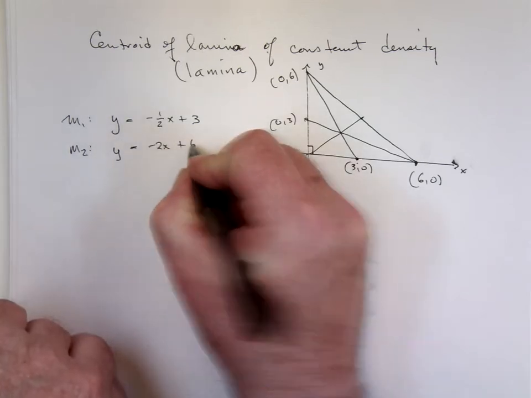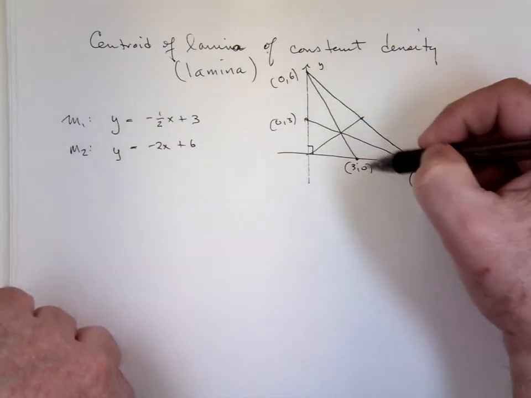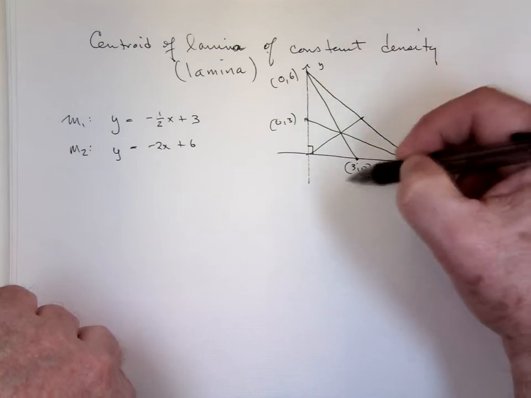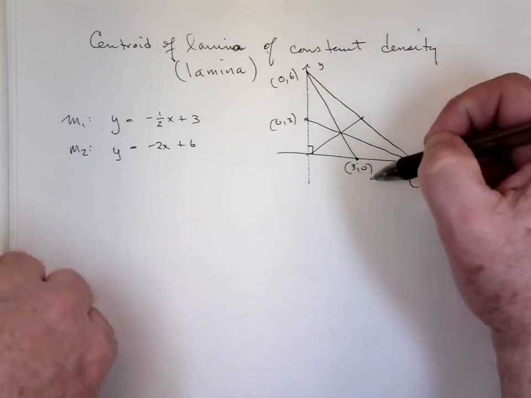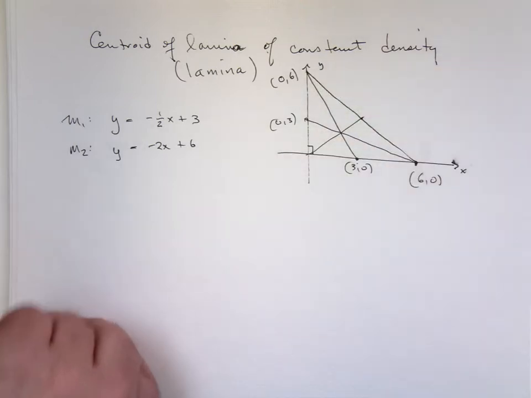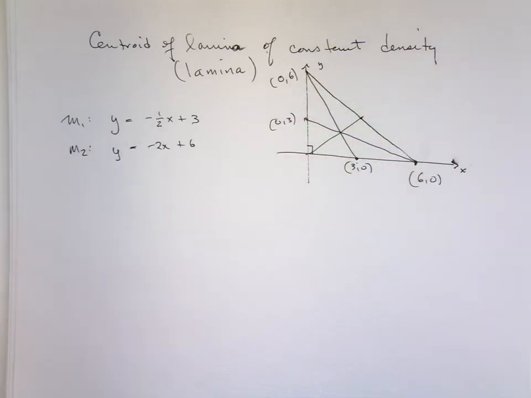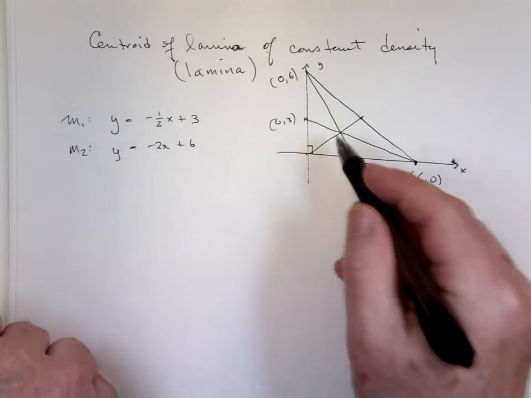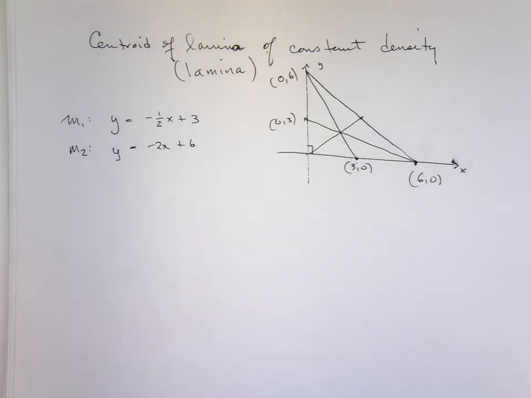Slope of this line, change in y, 0 minus 6, change in x, 3 minus 0. Get negative 6 over 3, negative 2 is the slope, the intercept is 6. Those are my two medians, okay? I want to find out where they intersect. That'll give me the centroid, and then we're going to do it with calculus, okay? So, here we go. Where do they intersect?